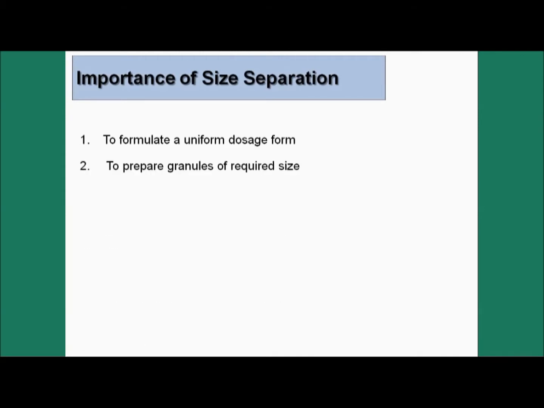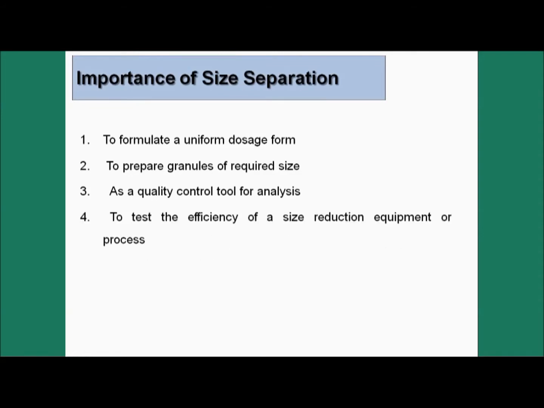Moreover, to prepare granules of required size, suppose you need granules of 30 mm or 50 mm, then you can have a particular size separator which will give you granules of the same size only. Then it is used as a quality control tool for analysis of different forms of solid dosage form or granules. Moreover, it is used to test the efficiency of the size reduction equipment. Moreover, to separate undesirable particles in case of vegetable drug or herbal drug formulation.